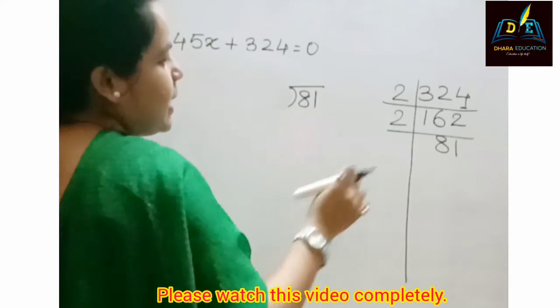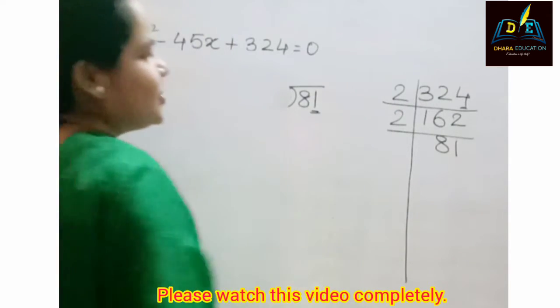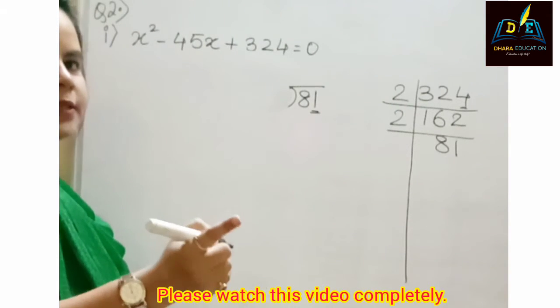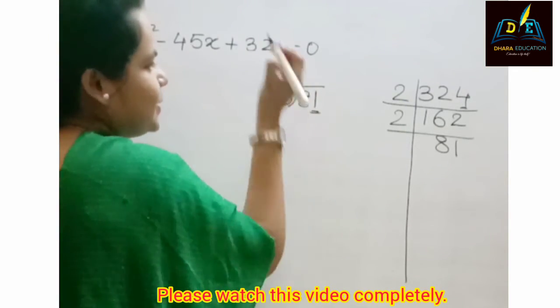So now students, I have written 81. Now the last digit is 1. It means what? It is an odd number, right? So we are going to start by writing 3. Okay.